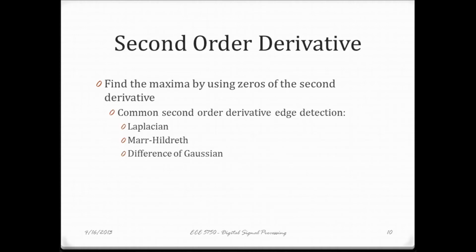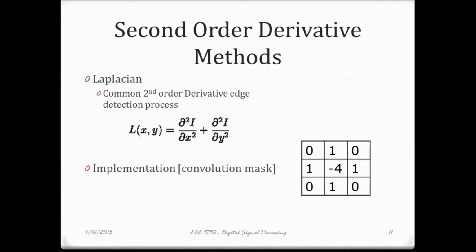Find the maximum by using the zeros of second order derivative. Common second order derivative edge operators are Laplacian, Marr-Hildreth, and difference of Laplacian. Laplacian, common second order derivative edge detection process. It can be implemented in a 3x3 convolution mask.